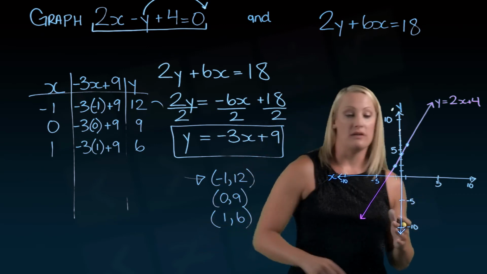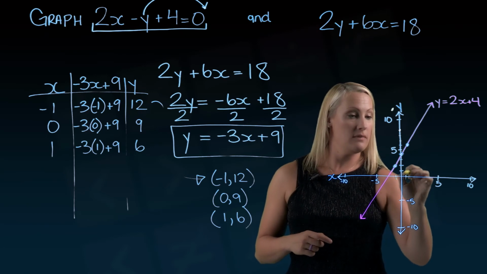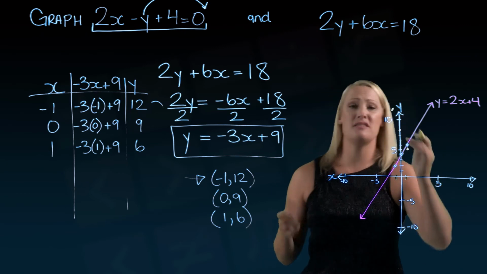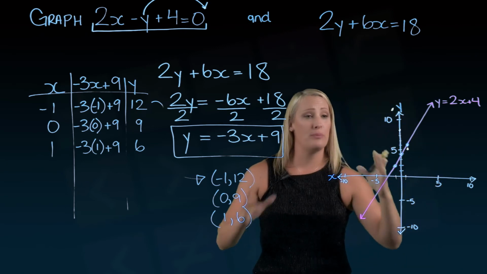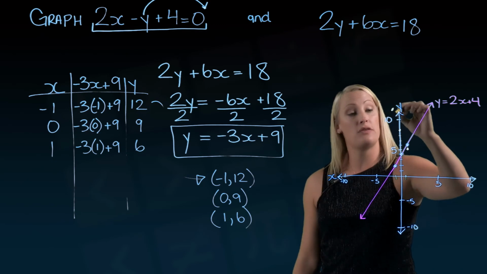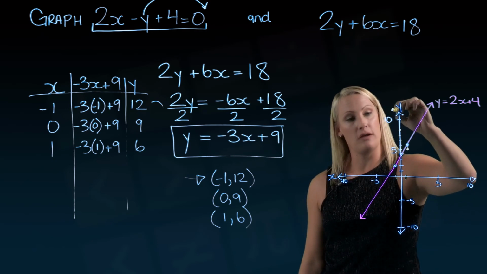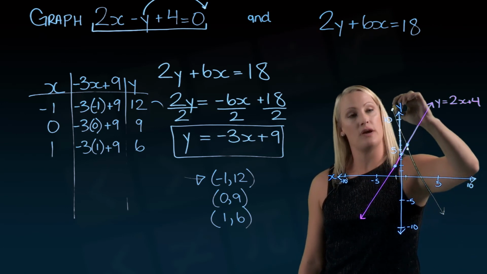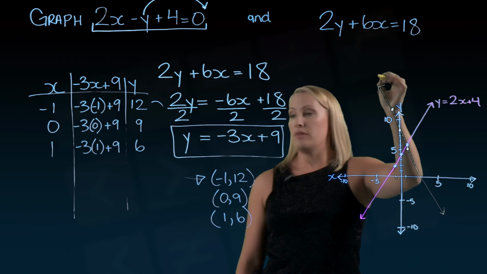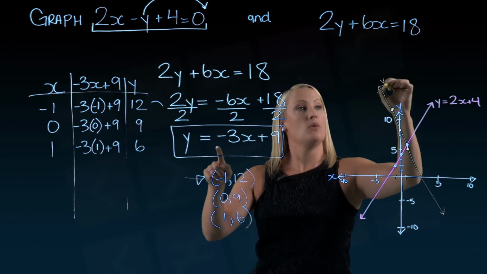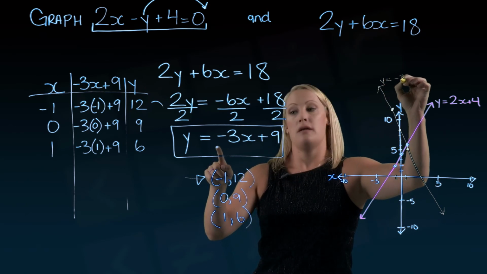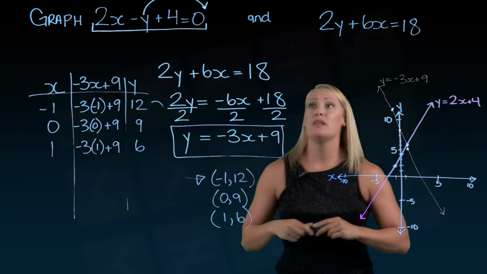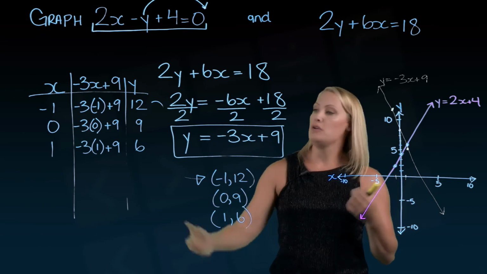The last one, 1, 6. So 1, and then up to 6. And again, the reason I did 3 dots instead of 2 is because that kind of helps me pull out an error if I have one. But since the 3 of these line up, I know I don't, which is great. So I'm going to join them. And I'm going to continue that line on forever in both directions. And I'm going to label that line y equals negative 3x plus 9. So hopefully that helps you a little bit with creating a graph of a line using a table of values.